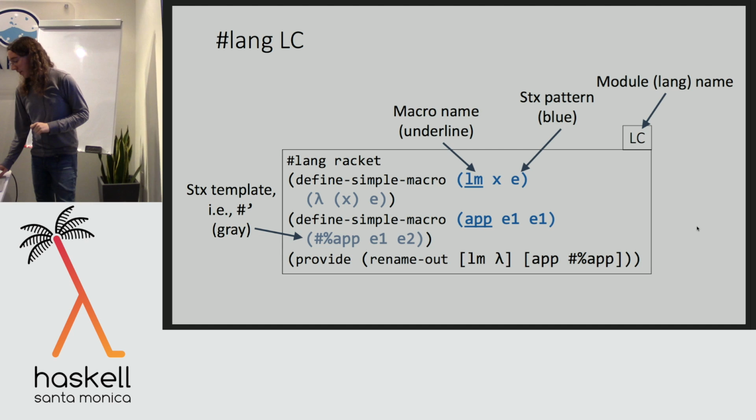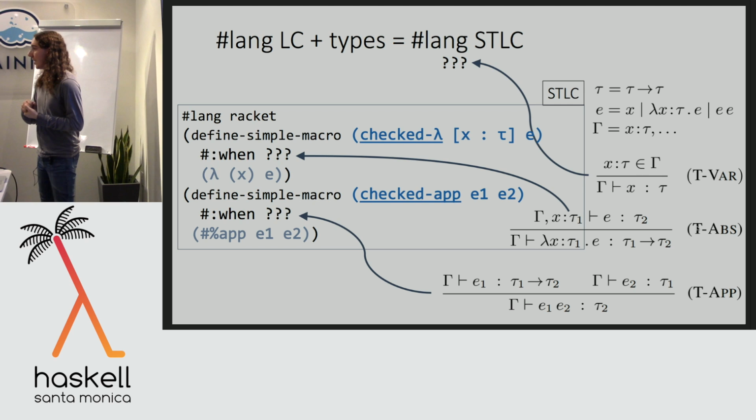So what we want to be able to do is type check this. We want to create the simply typed lambda calculus. And it turns out that this is actually really possible to do. What we want is to translate the STLC typing rules, from the typing judgments, and figure out how to turn those into macros that will actually perform type checking. And it turns out that we can do this. And so it looks kind of like this.